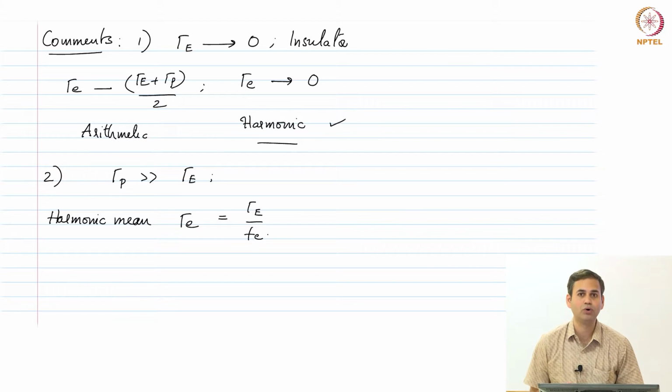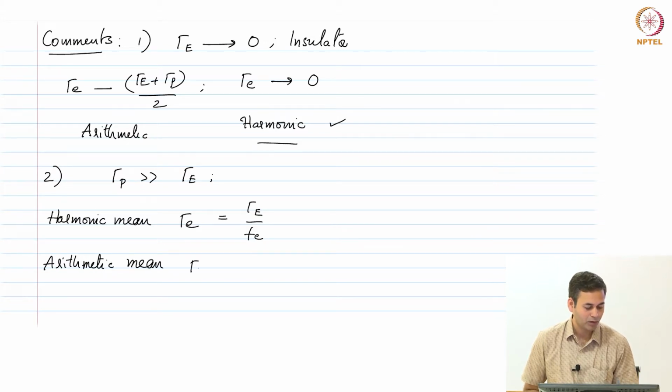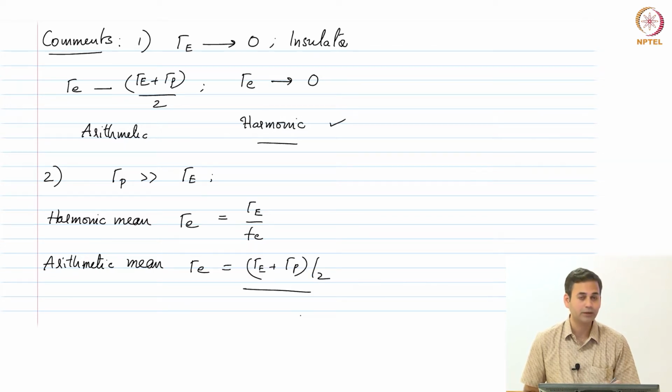So, essentially there is no dependence on gamma p in this formula, right. It only depends on gamma capital E, whereas what would have happened for the arithmetic mean? Gamma e would be how much? It would still retain the value of gamma p as well as gamma E, right. So, this will still be gamma E plus gamma p upon 2, okay, or the corresponding one.